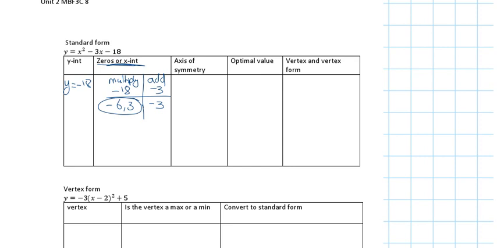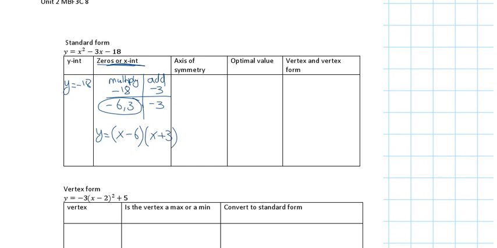So my factored form is y equals x. I'm waiting for you guys. I know the answer. What do I write? X minus 6, because the 6 is the negative. Okay, and x plus 3. Good. That's my factored form.